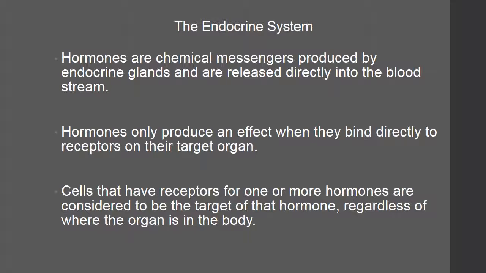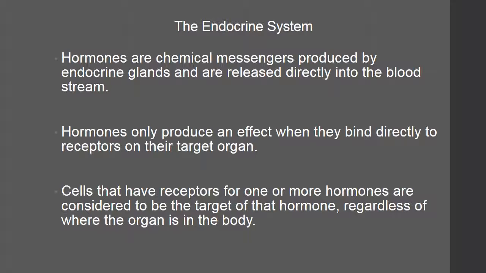Hormones are simply chemical messengers produced by endocrine glands, and they are released directly into the bloodstream, and they circulate. Hormones will only produce an effect when they bind directly to specific receptors on their target organ. Okay, and target organs can be very small, very precise, just very few receptors, or in some cases it's the whole body. They can affect the whole body as a whole.